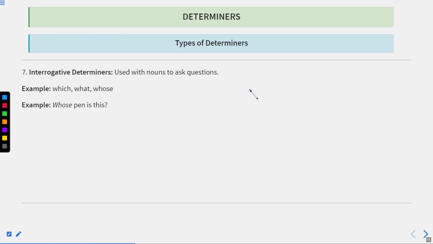Now we have interrogative determiners, used with nouns to ask questions. So we use these types of words just before a noun and they ask questions. For example, which, what, whose. For example, whose pen is this? You can see here whose is asking us the question that this pen belongs to whom. So pen is a noun, and just before that we have used the word whose. So this is a determiner, and because it is asking a question, of course this is an interrogative determiner.